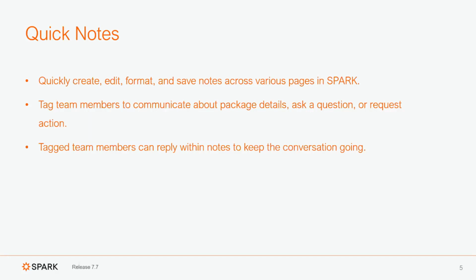Another big thing you can do here is you can tag team members. So this is a new form of communication within Spark. You can @ a teammate like you would on Twitter to ask questions about the package, request an action, maybe a tax transcript needs to be ordered. You could remind somebody of that through a quick note. Tag team members will get a notification and they can reply to that note to keep the conversation going. So you can have a thread of conversation about the package within the package.